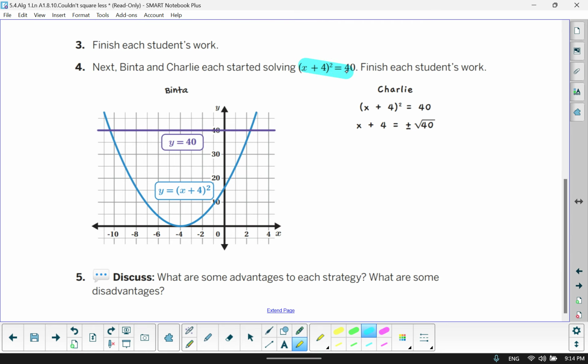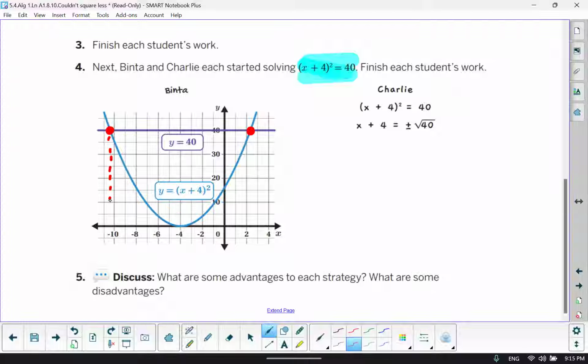One more equation for Charlie and Binta to duke it out with. (x + 4) squared is equal to 40. We are asked to finish each student's work. Now, a lot of you are like, Mr. Cowan, let's go to Binta's work because it was so much easier. Uh-oh. Now, wait a second.